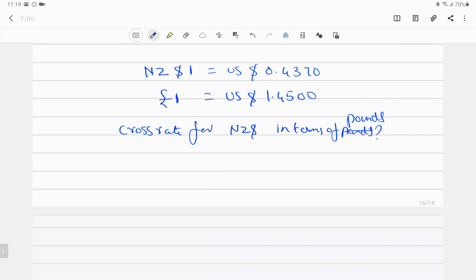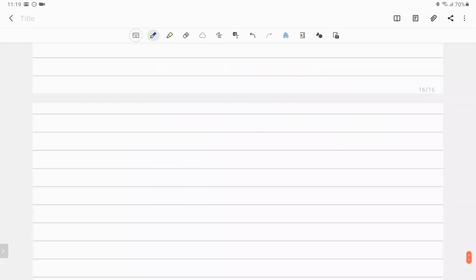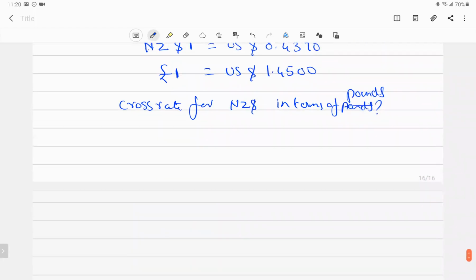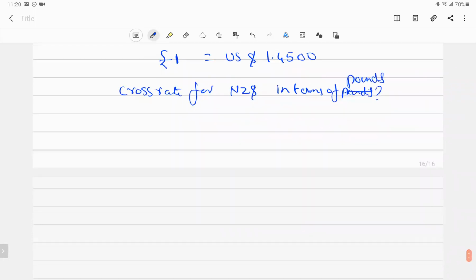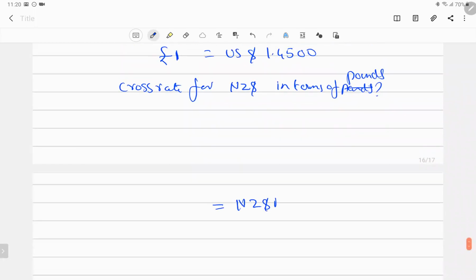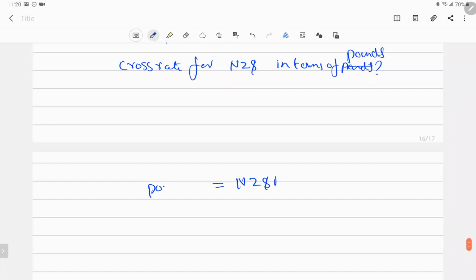You apply the chain rule. What are they asking first? You apply the chain rule over here. The first chain rule step is nothing but you have to see what will be the New Zealand dollar in terms of pounds. So what will be the term currency in terms of your New Zealand dollar?